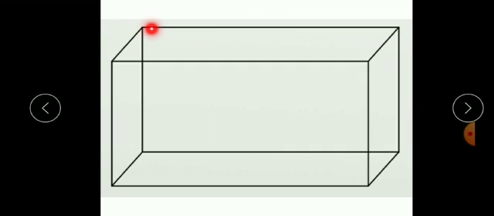In a similar way, if we consider this line segment, this is the first side and this is the second side, and the point joining these two sides is called a corner. So let's count how many corners are there in a cuboid. This is the first corner, this is second, third, and fourth corner. Fifth corner, sixth corner, seventh corner, and eighth corner.